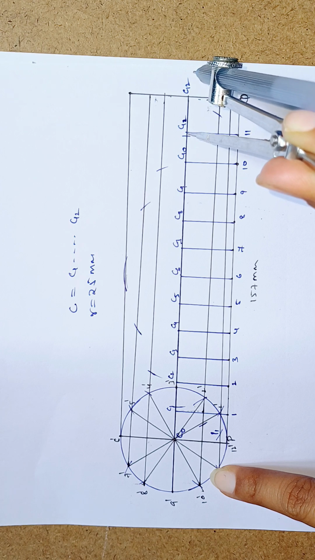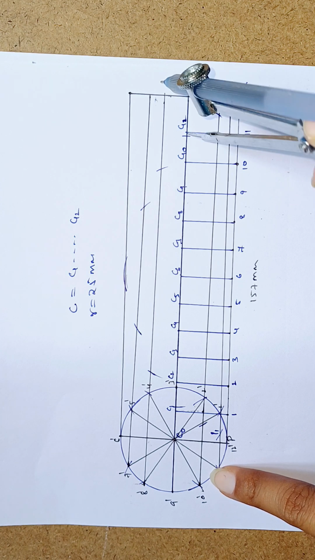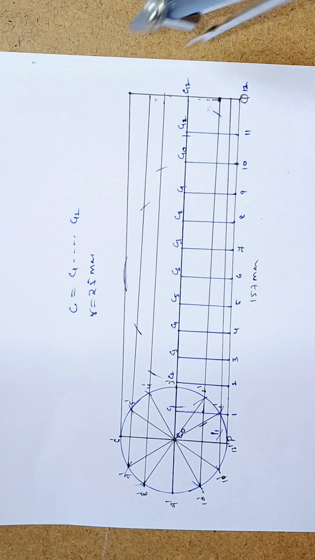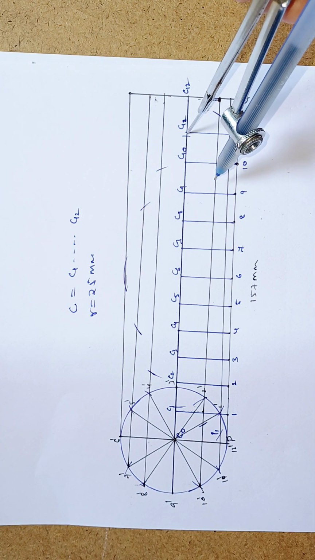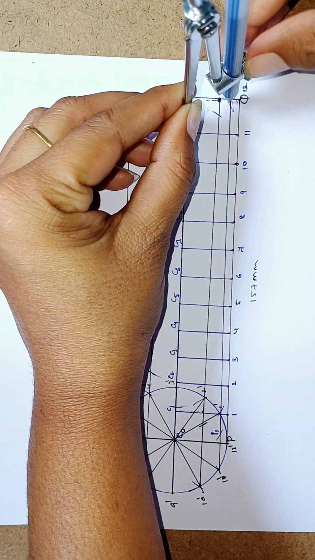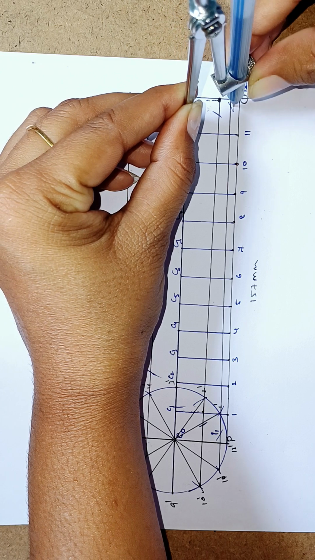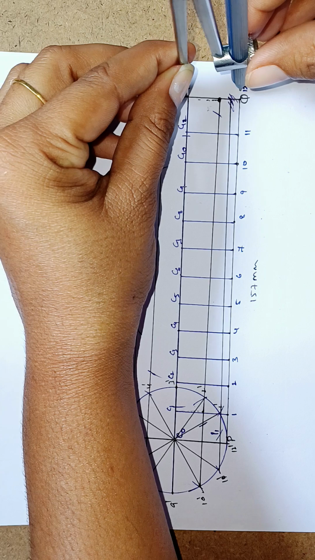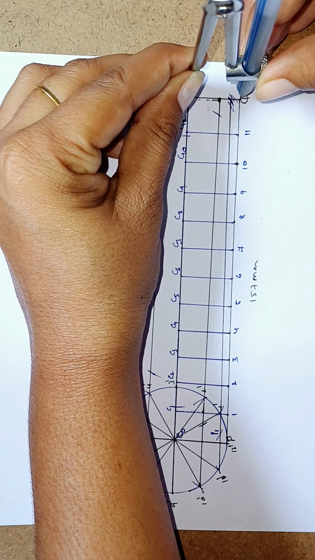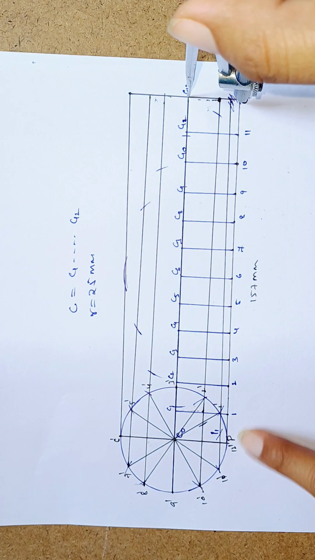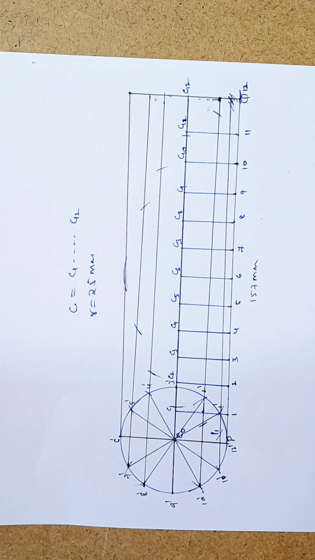Similarly, C11 as a center. Where is the 11th line? This is the 11th line. Cut the arc on the 11th horizontal line. Next, C12 as a center, same radius, that is 25 mm radius. Cut the arc on the PQ line, the 12th line. Then consider the points.